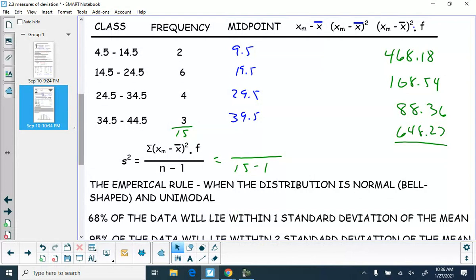Check your answer with somebody around you. And find the standard deviation, just take the square root of the variance, and find the standard deviation.